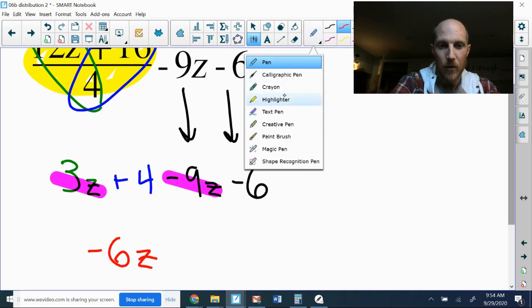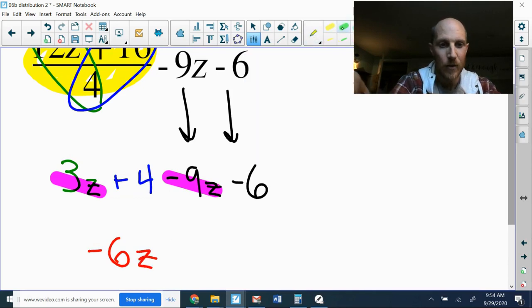And then these other two terms are the constants. Let's go with yellow. Positive 4 and minus 6. Positive 4 minus 6 is going to give me a result of negative 2.